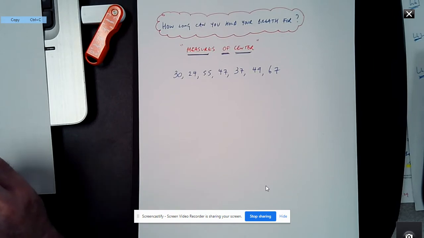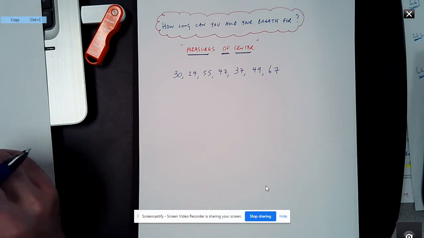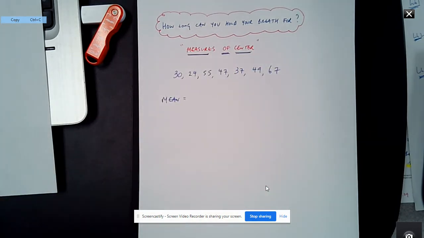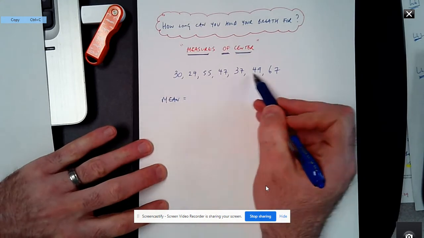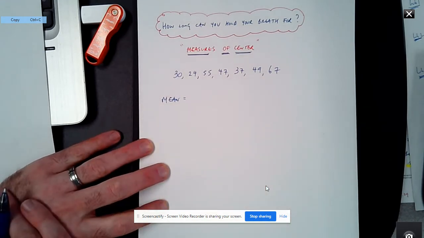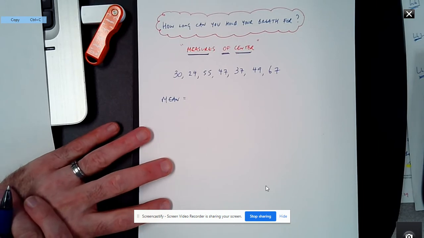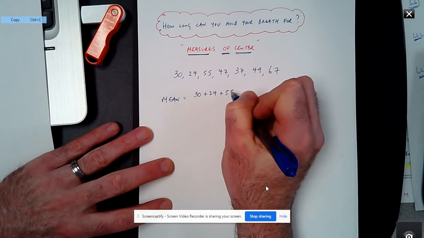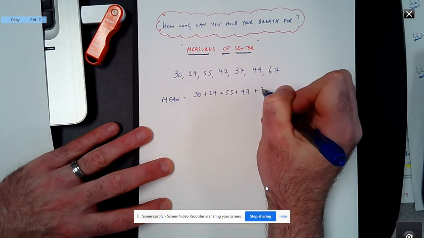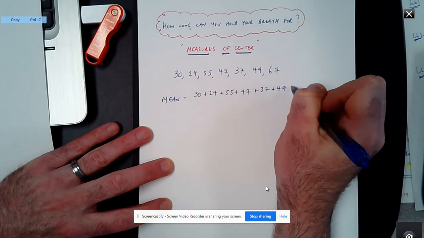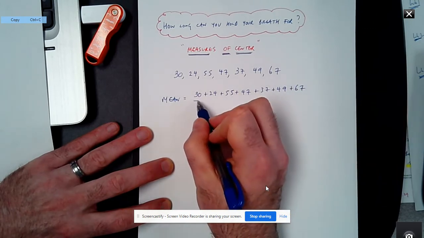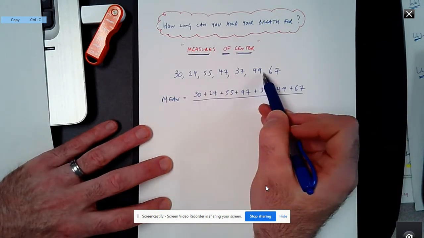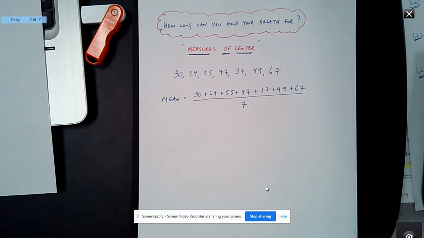Okay, so what we're going to do is calculate the mean and the median of that data. So let's start with the mean. If you want to calculate the mean of a set of data, you basically take all of the numbers and you add them all up, and then you divide by the amount of numbers that there are. So in this case, I would take 30, add 24, plus 55, plus 47, plus 37, plus 49, plus 67. And then I'm going to divide that by however many there are. So 1, 2, 3, 4, 5, 6, 7. There are 7 numbers. So I'm going to divide that by 7.